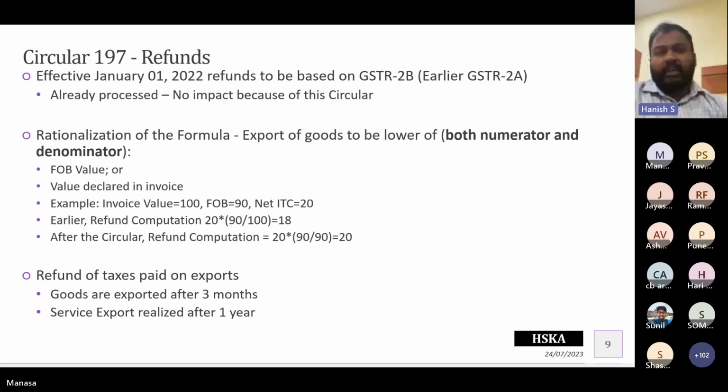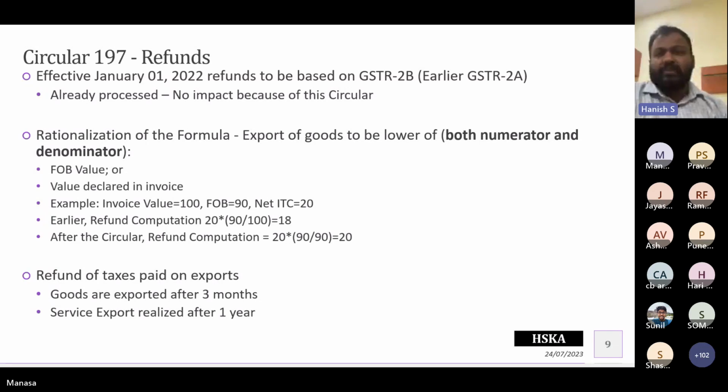Point number two, in the rules, they had made an amendment as far as export of goods was concerned, as to what you mean by export of goods. They said it will be equal to FOB value or the value declared in the invoice, whichever is less. This is an excise hangover which they have in GST. There is nothing called FOB value. In excise and customs, we had refunds being processed based on FOB.